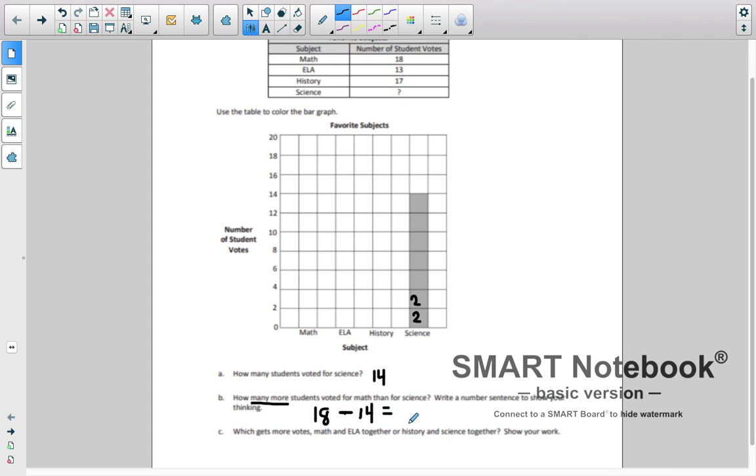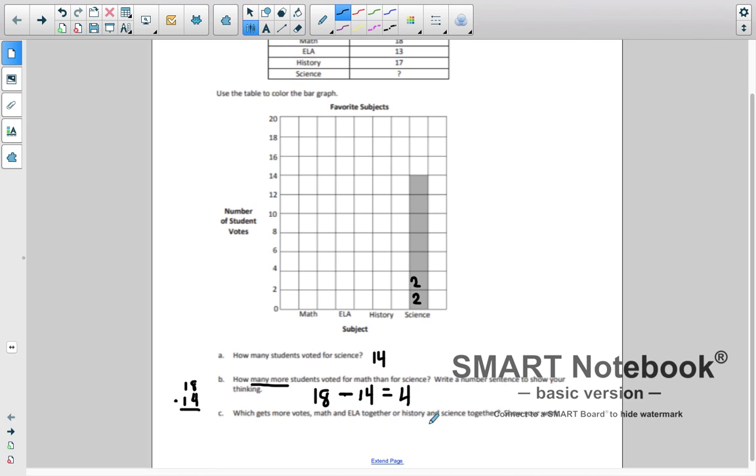So go ahead and figure that out. If it's easier for you to figure it out this way, on top of each other, you can do it like that. And then go ahead and figure that out. What is 18 minus 14? And that is 4. So 4 more students voted for math than for science.